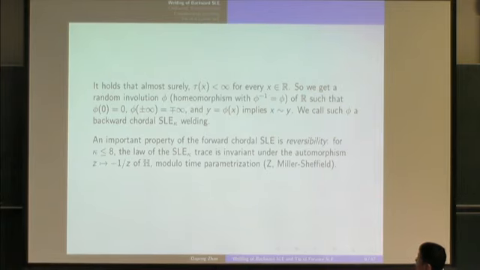An important property of the forward coordinate SLE is reversibility. For kappa less than or equal to 8, the law of the SLE kappa trace is invariant under the automorphism z mapped to -1 over z of H, modulo time parameterization.